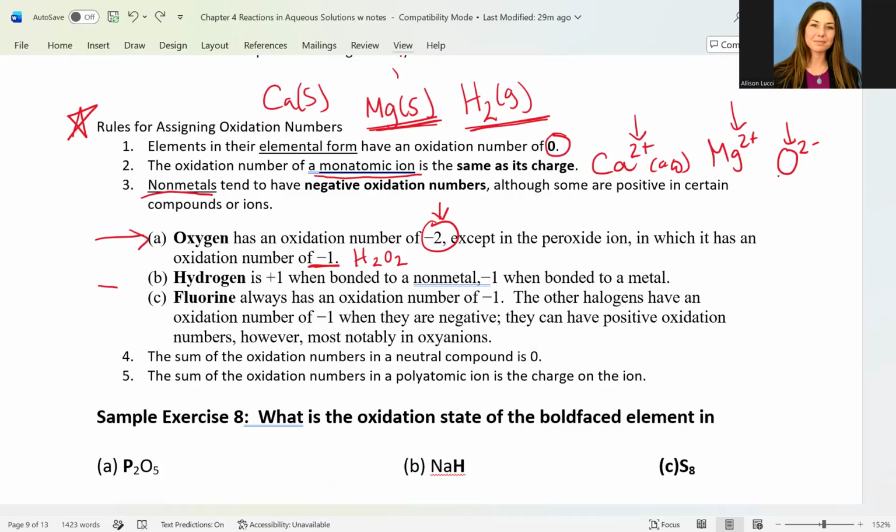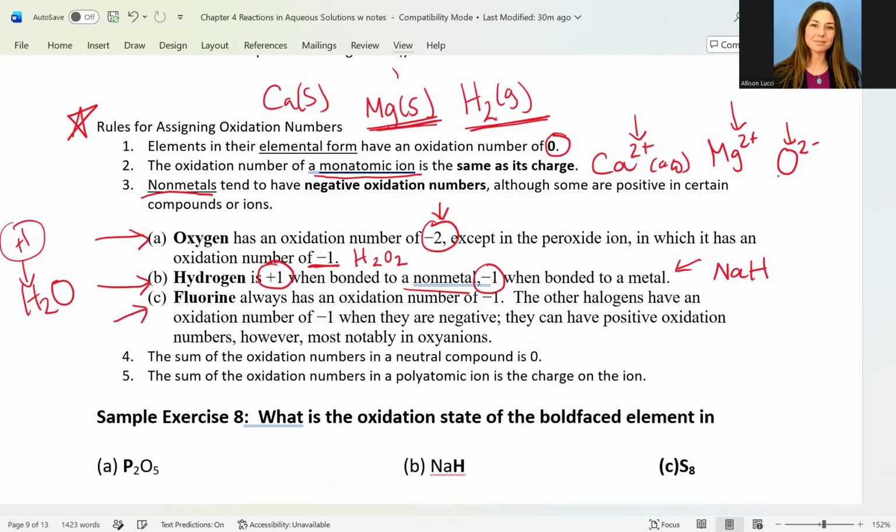And then hydrogen. Whenever it's bonded to a nonmetal, so H2O, hydrogen's bonded to oxygen, hydrogen in this case would have a +1 charge. Whenever hydrogen's bonded to a metal, so again, this is less likely, you probably won't see this. Something like sodium hydride would be a scenario where hydrogen would have a -1 oxidation number. But for our purposes, I would try to remember hydrogen is usually +1 when it's in a compound.